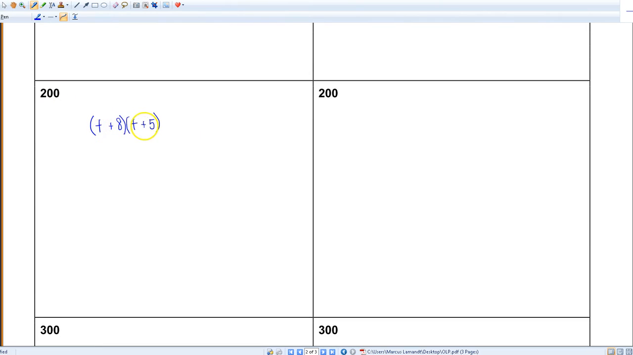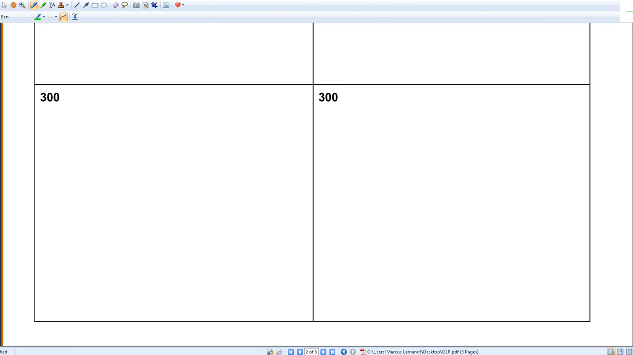Alright, for 200. You're going to want to FOIL this. You're going to want to multiply the first terms, the outside terms, the inside terms, and then the last terms. So I get t squared plus 5t plus 8t plus 40. I'm going to combine my 5t and my 8t. And I get t squared plus 13t plus 40.